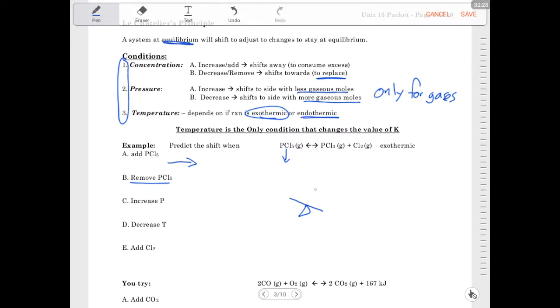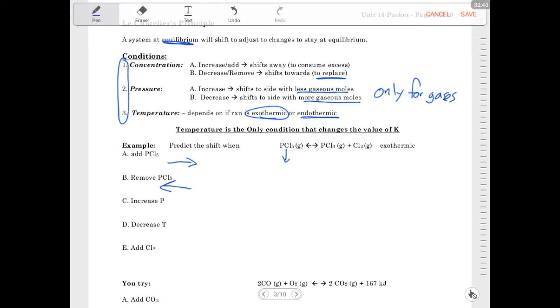Well, we need to move it back this way to get more, quote-unquote, mass, but it's really concentration, to the left to then balance it out so that it's even again. All right, so we're going to shift to the left if we remove it.